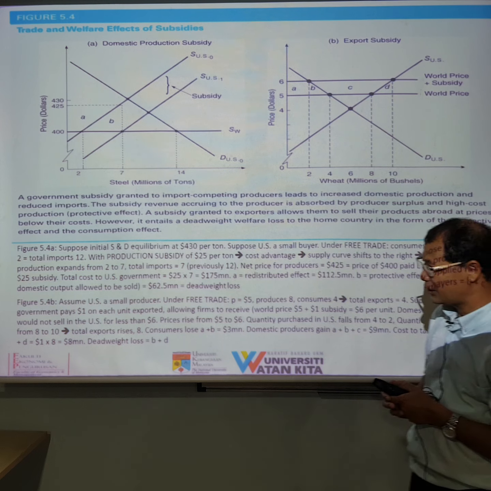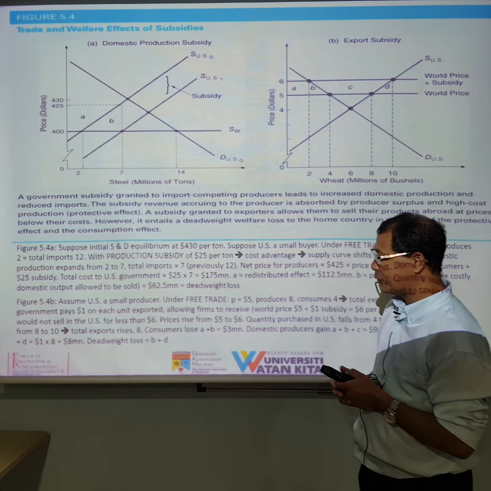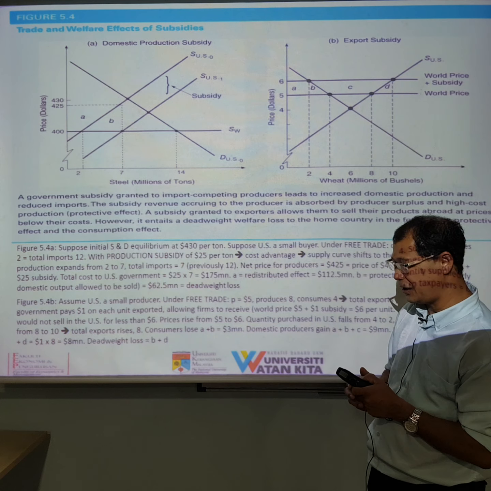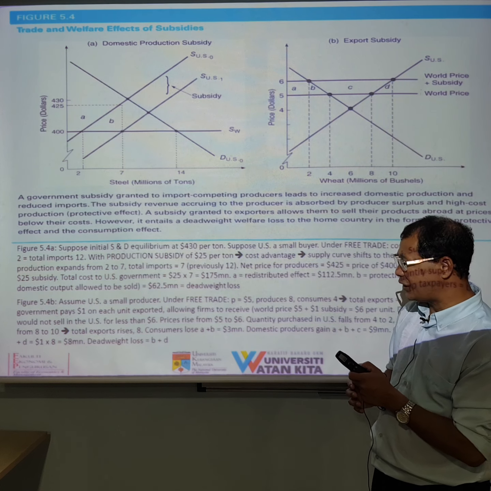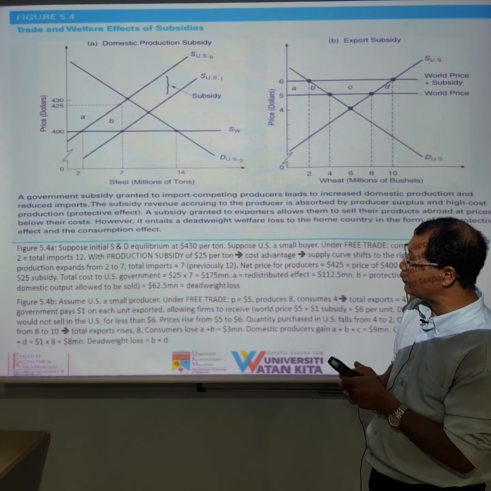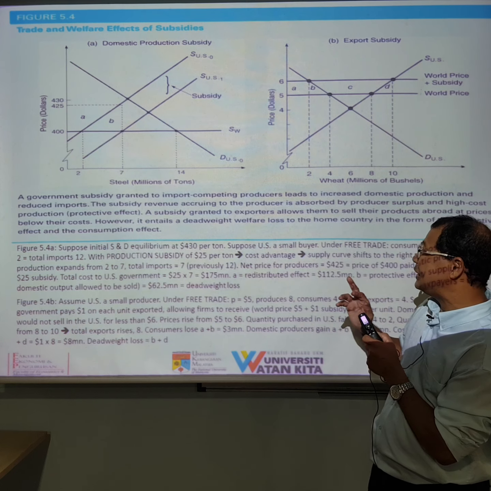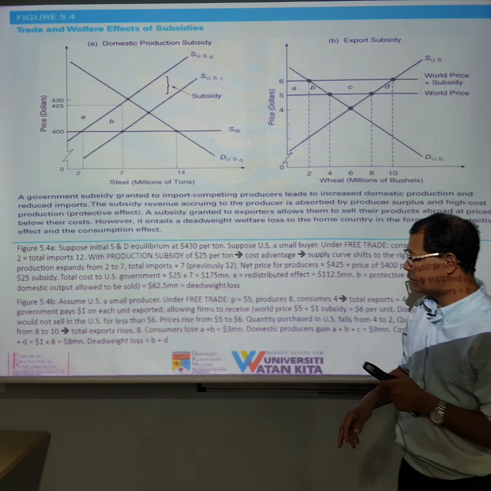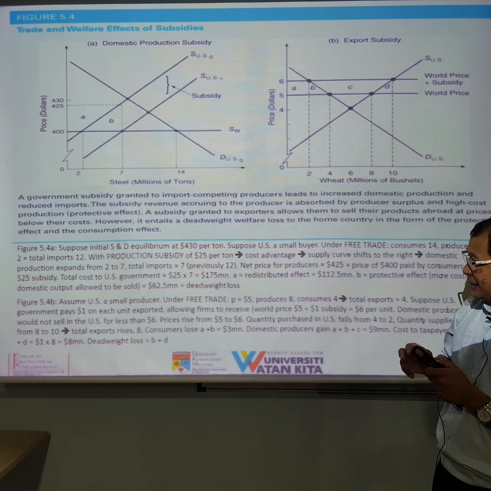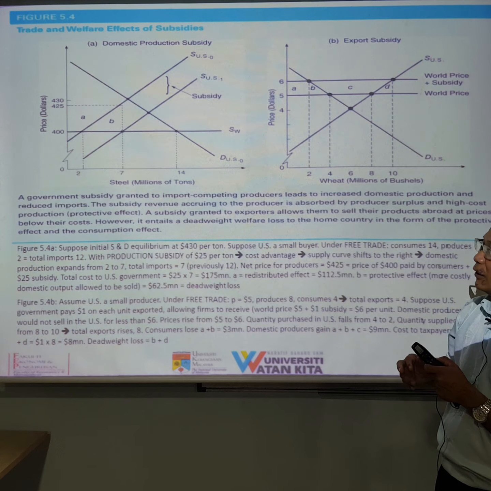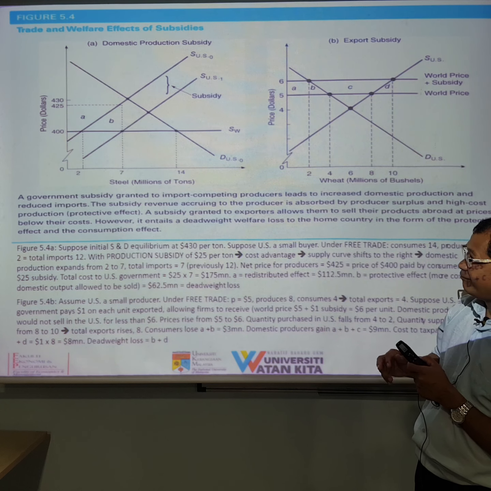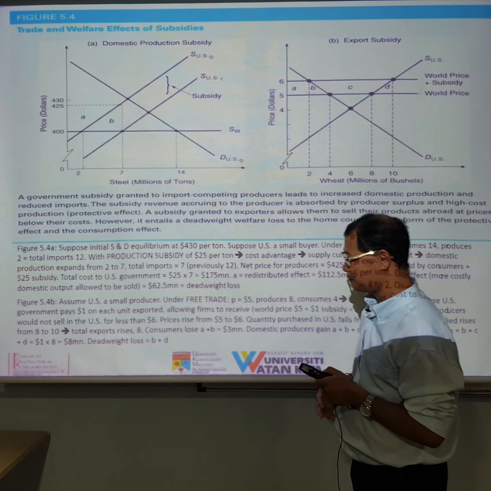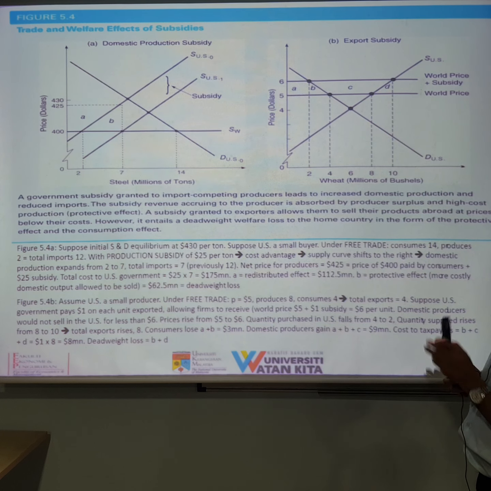More costly domestic output is allowed to be sold. So B is the protective effect. And in fact, that's the deadweight loss. B is deadweight loss. That's with subsidy.